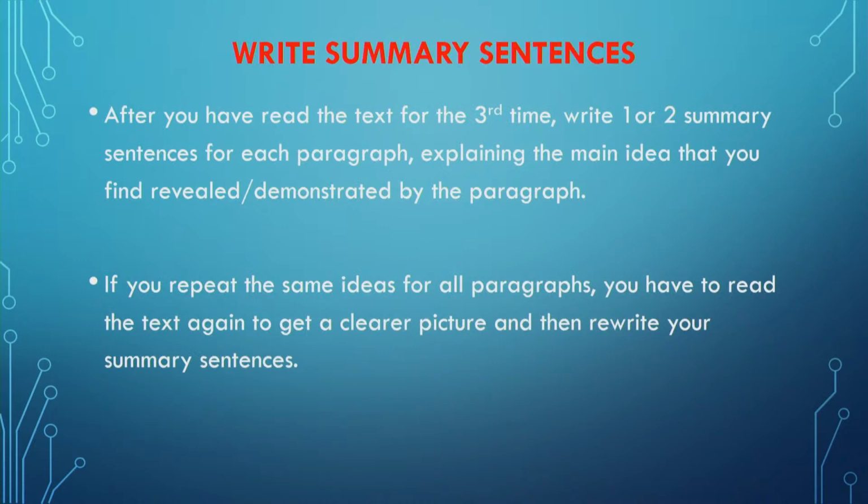All right. Write summary sentences. After you have read the text for the third time now, you write 1 or 2 summary sentences for each paragraph, explaining the main idea that is revealed by the paragraph, right? So you read it for the third time. You now sit and write on a piece of paper. You write 1 or 2 summary sentences for each paragraph, explaining the main idea that you found and demonstrated by the paragraph.